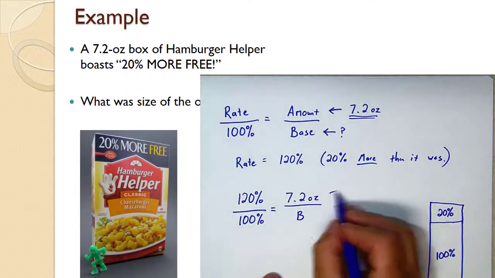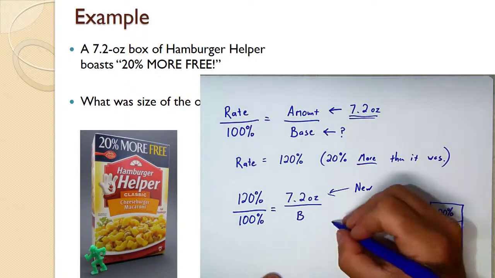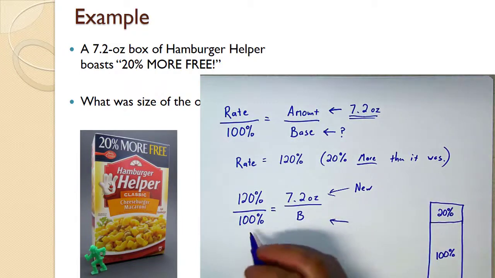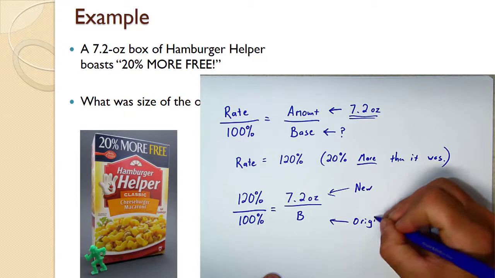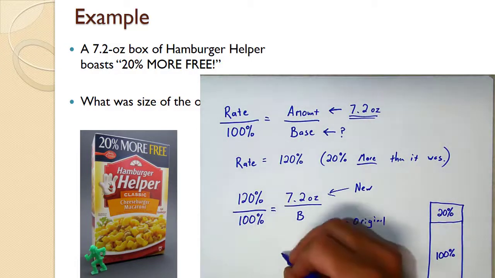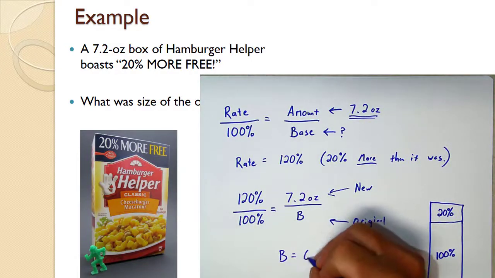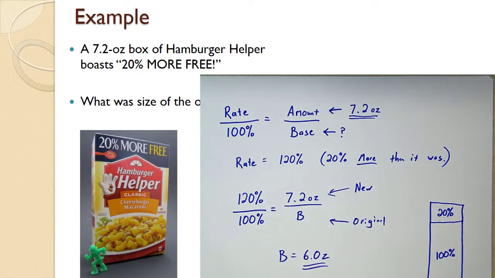And so we could say here that the top values are all of our new amounts for the new box. And the bottom numbers, 100% and the base, that was our original box. Now you could take your calculator, take 7.2 times 100 and divide by 120, but you're going to get, again, no surprise, 6.0 ounces, the same answer we got using the formula a minute ago. So the method you use, that's up to you, but in any case you should get 6 ounces.